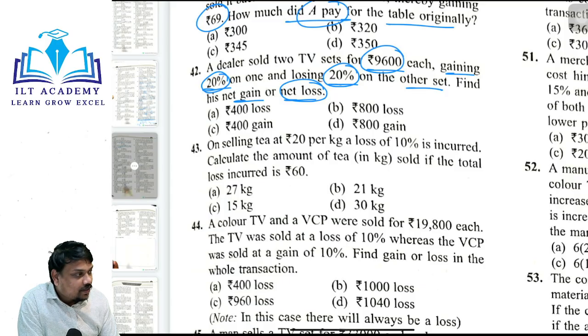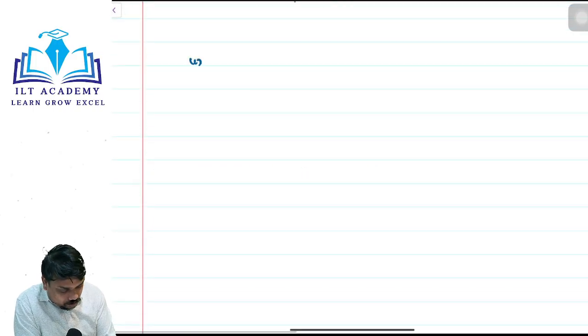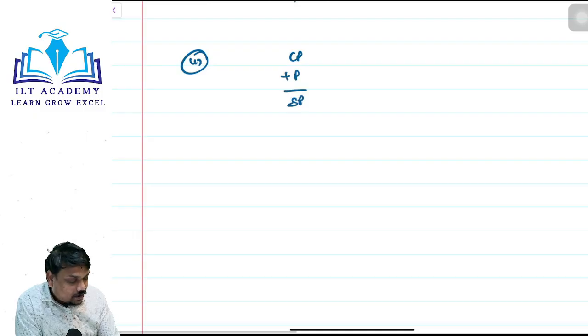Cool, don't worry, leave it. Just do it directly. Okay, fine. 42. You can see, cost price plus profit is equal to what? Selling price. And one more thing: cost price minus loss is equal to what? Selling price. I asked you to take this as 100. Now what profit percentage does the question give?